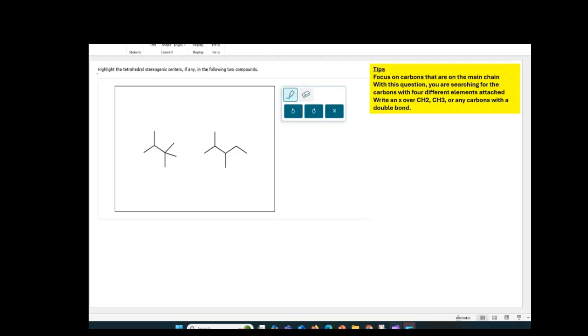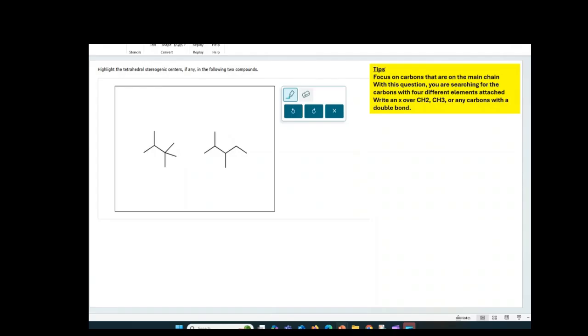Next up, I'm going to show you how to solve the ALEKS problem, highlighting the tetrahedral stereogenic center. So what we're looking for in this compound is to identify that carbon that has 4 different elements attached to it, or 4 compounds. Tips, we're only going to focus on those carbons that are on the main chain. So kind of these carbons, these 2 carbons here, for instance, that make up that main chain of the molecule.